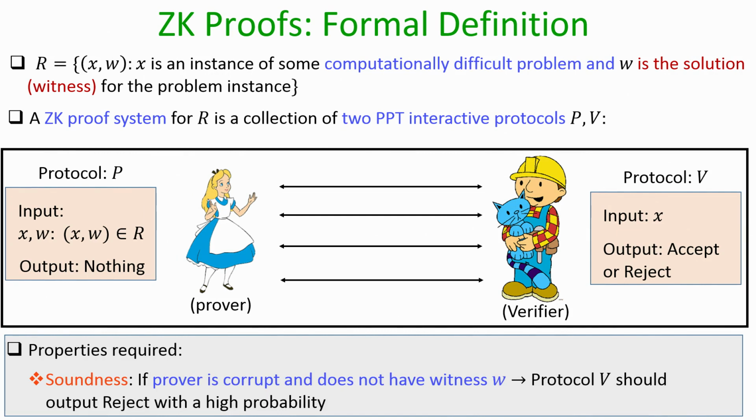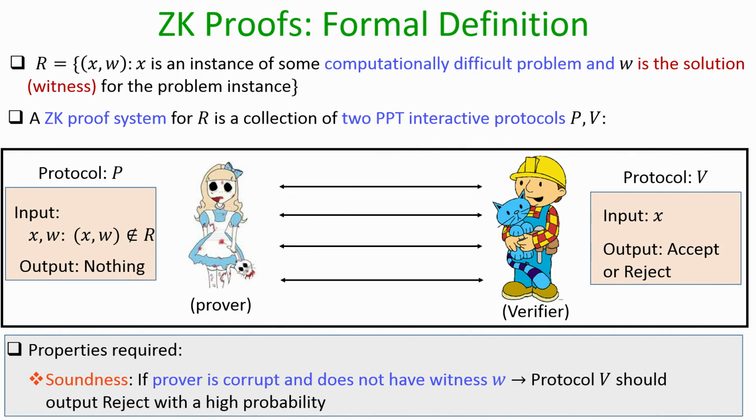The second property is the soundness property, which we consider with respect to a corrupt prover. What we require here is that if my prover is corrupt and it does not have an x comma w such that x comma w belongs to the relation R, then irrespective of however she participates in the protocol, the output of the verifier should be reject.